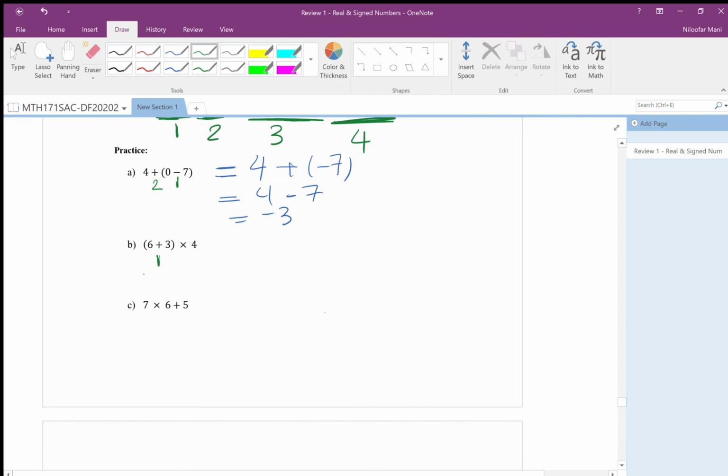Okay, I do this one first because bracket is first. I know bracket has plus and multiplication is before plus, but it's inside the bracket. So bracket is first and this one is next. Okay, so I do equal 9 times 4, which is equal 36. And I want you to learn to use equal for each line. That's very beautiful to show a solution.